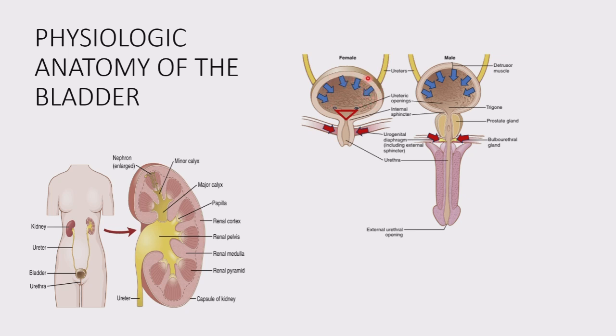Now, the cells of these muscles are actually fused with one another, so that when even a low electrical signal exists, it can spread throughout the entire muscle, thus contracting the bladder as a single muscle.